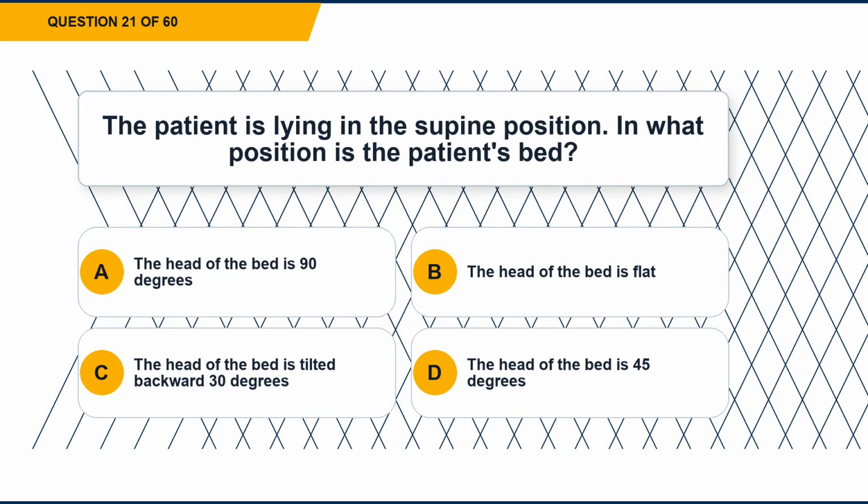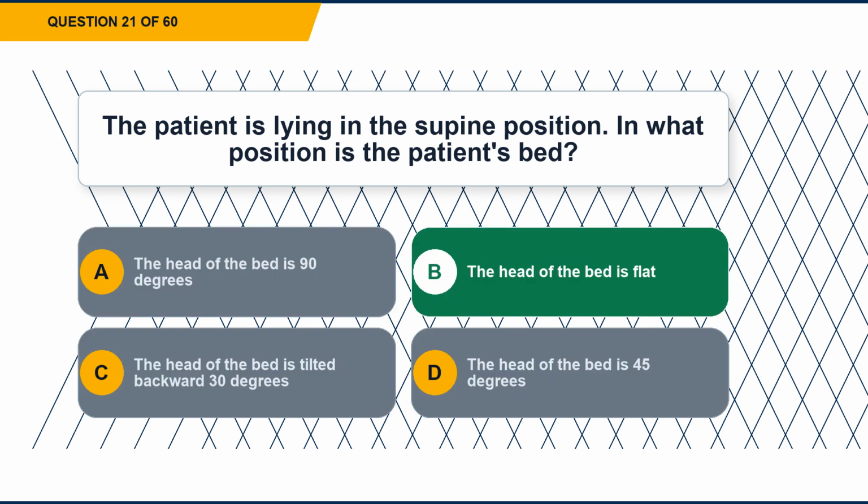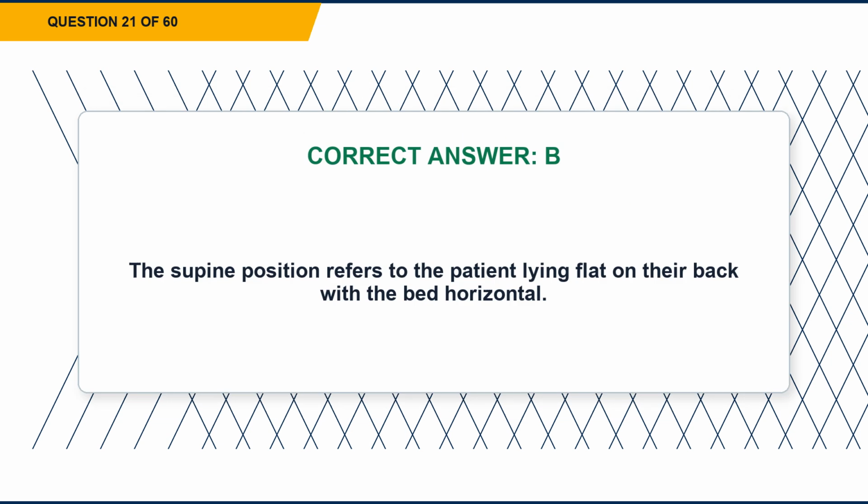Question 21. The patient is lying in the supine position. In what position is the patient's bed? Option A, the head of the bed is 90 degrees. Option B, the head of the bed is flat. Option C, the head of the bed is tilted backward 30 degrees. Option D, the head of the bed is 45 degrees. The correct answer is option B, the head of the bed is flat. Explanation: the supine position refers to the patient lying flat on their back with the bed horizontal.